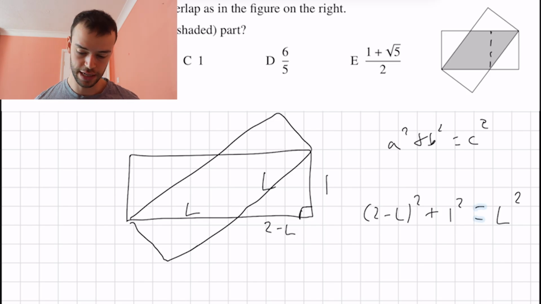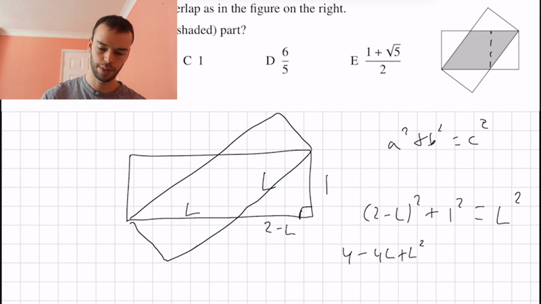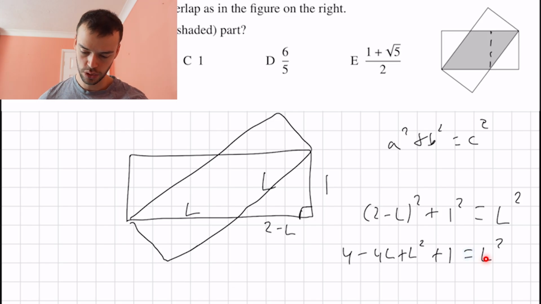So now we just have to rearrange this and get L by itself. So first let's expand this bracket here. (2 minus L) squared, that's going to get us 4 minus 4L plus L squared. Then we've got plus 1 squared, so plus 1. This equals L squared. Cool. We can actually see that the L squareds are going to cancel with each other. Cool, so let's move the 4L to the right hand side and combine any constants together. So 4 plus 1 is 5. This is going to equal 4L. So what does L equal by itself? It equals 5 over 4.